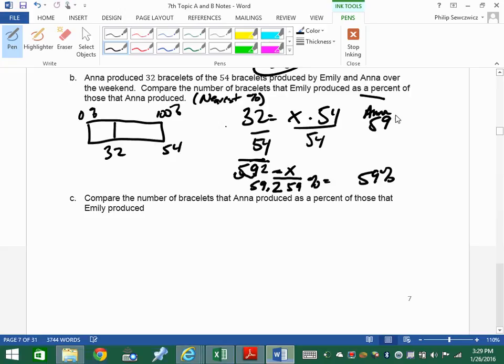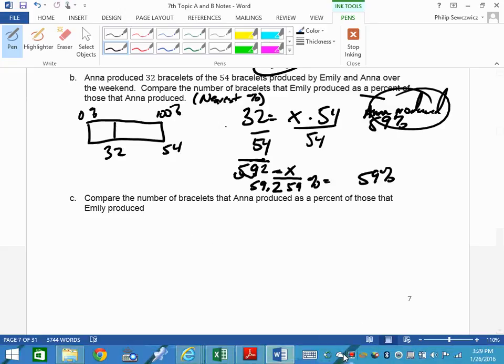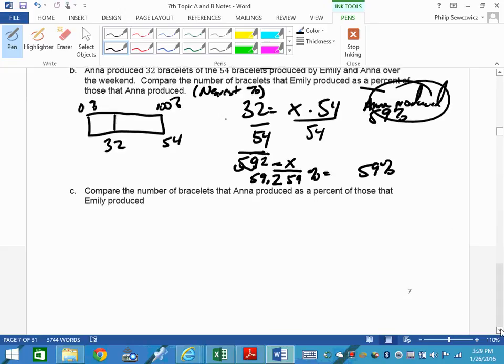So Anna produced 59% of the bracelets. So again, the more I start looking at it, I'm not in love with the wording there as much, but I think we'll talk more about that in class. So compare the number of bracelets that Anna produced as a percent of those that Emily. So this is where we're kind of going back and forth here a little bit. So let's hold off on that particular one because we'll deal more with that in class because of the wordiness that's there. Let's keep going here.